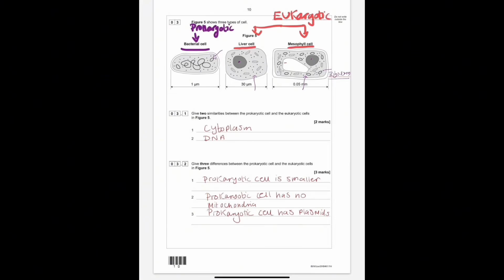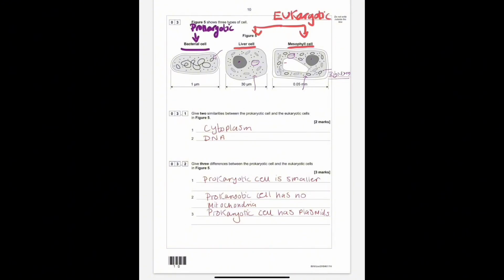But I've written down that the prokaryotic cell is much smaller. So we can see it's only 1 micrometer here, and we can see the liver cell is 30 micrometers, and the mesophyll cell is 0.05 millimeters. So the prokaryotic cell is smaller. Okay, I've also written down that the prokaryotic cell has no mitochondria. We can see there's mitochondria, which I've just circled in the mesophyll cell and the liver cell. So we can see that the prokaryotic cell has no mitochondria.